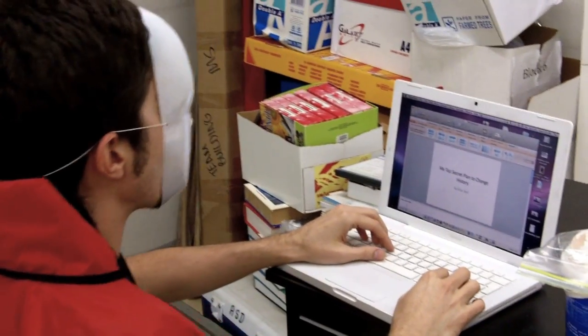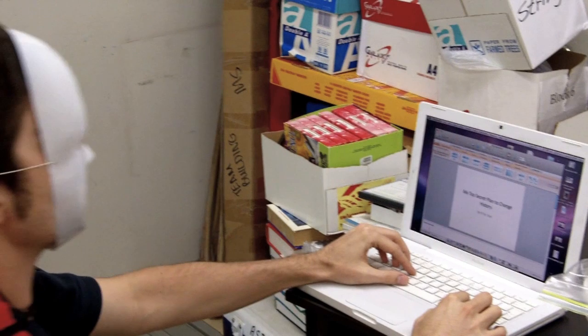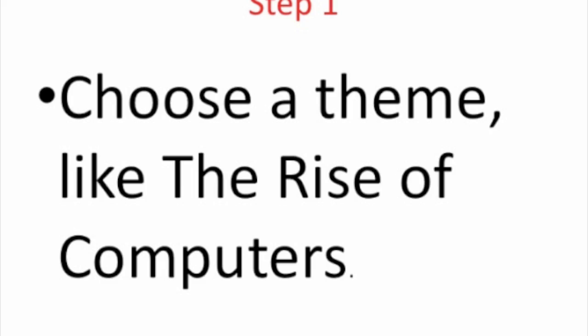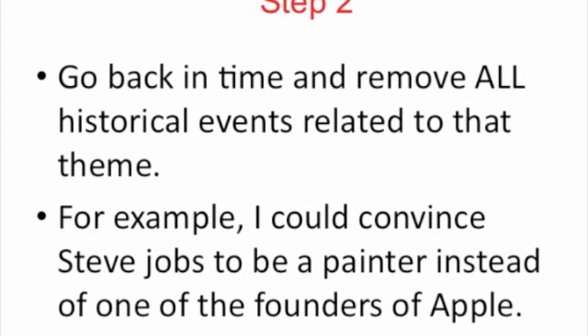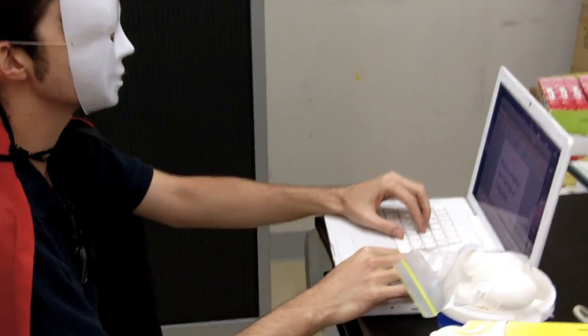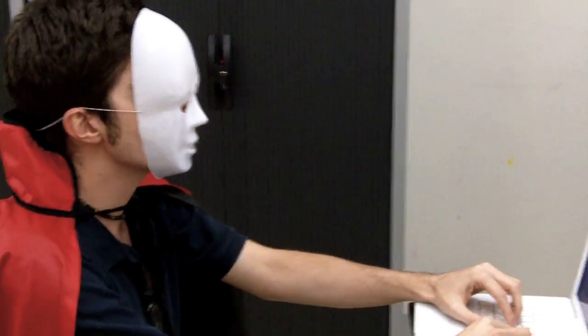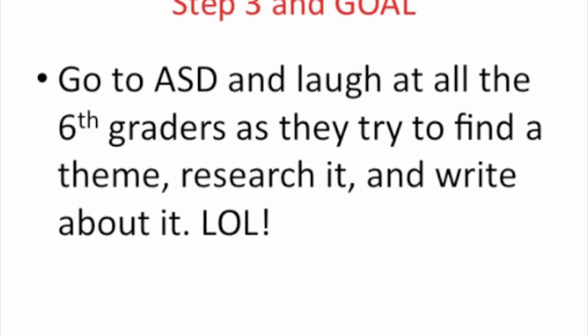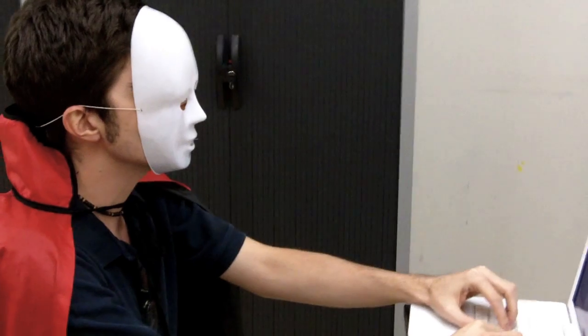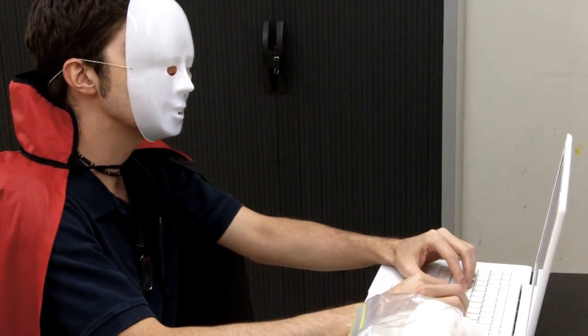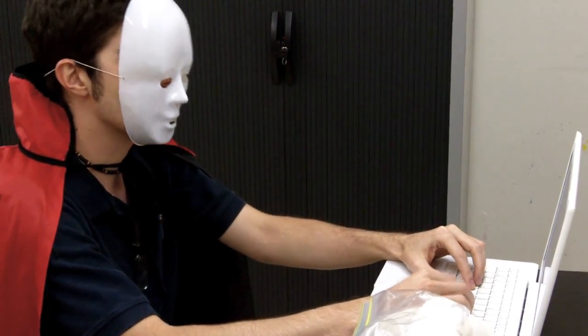Excellent, I have completed my top secret plan to change history. Okay, my theme will be the rise of computers. Excellent. Okay, so let's go back in time and remove all historical events related to this thing. For example, I could convince Steve Jobs to be a painter instead of working at Apple. And then I'll go to ASD and laugh at all the 6th graders as they try to find the theme, research it, and write about it. Oh, that'll be great.